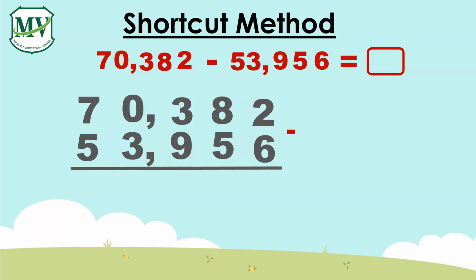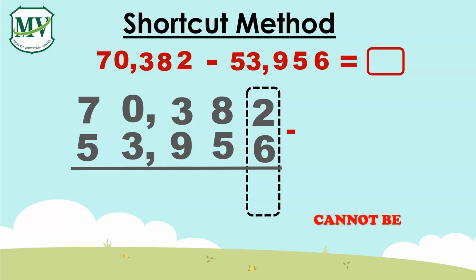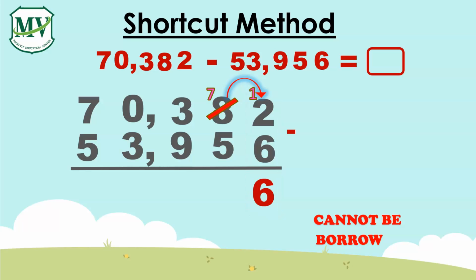We begin with step 1. 2 minus 6 cannot be. We need to borrow from the next place, tens. 8 becomes 7. We regroup 10 into 10 ones. 12 minus 6 is 6. Step 2. Subtract the tens. 7 minus 5 is 2.